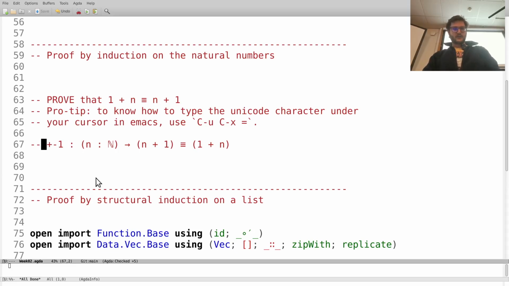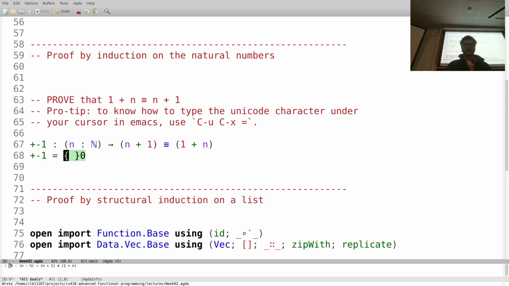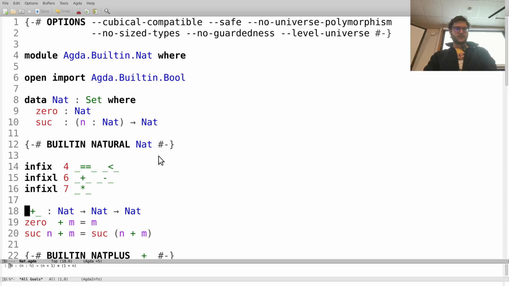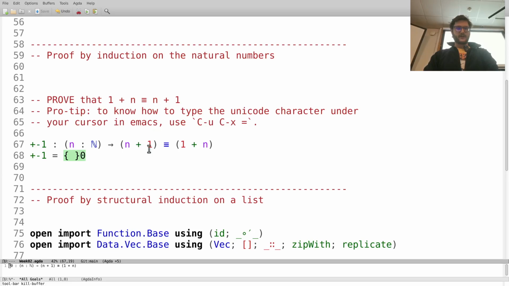So the first one was this one. So proving that n plus 1 is the same as 1 plus n. And so if you remember, I did alt dot to jump to the definition site of the plus function my cursor was over, and it took me to the standard library saying that plus is defined by inspecting the first argument. If it's 0, then we just return the second one. Otherwise, we pop a successor and call ourselves recursively.